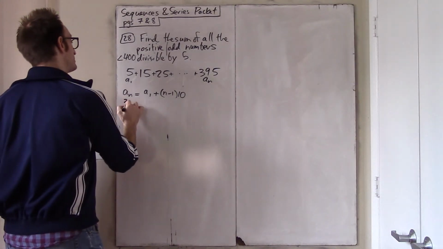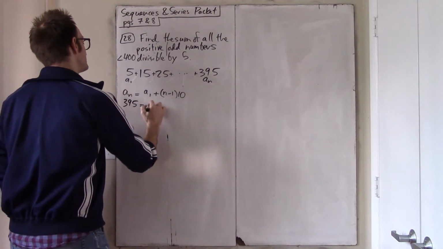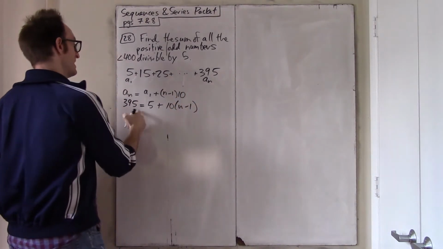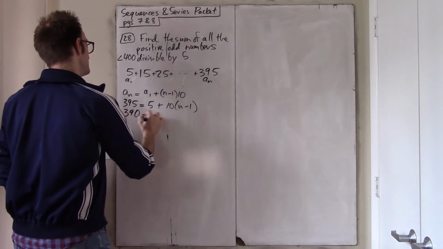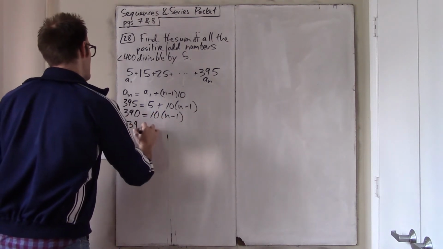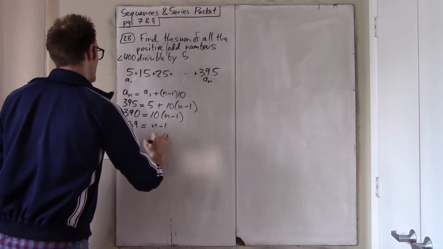And so this is 395, this is 5, and this is 10 times n minus 1. This is one way of doing this. And so then 390 equals 10 times n minus 1. And so 39 is n minus 1, and so n is 40.